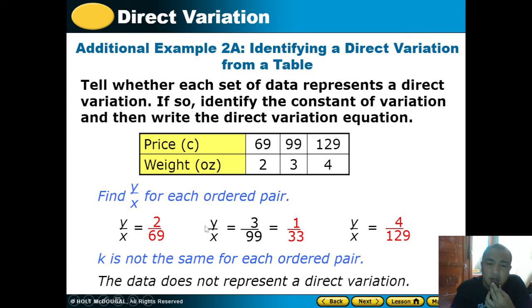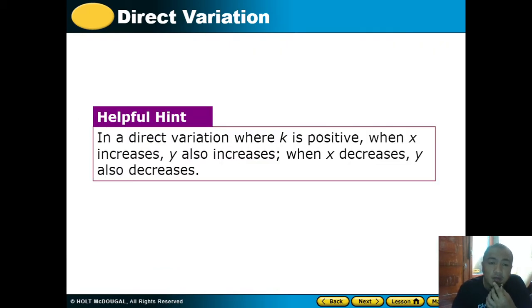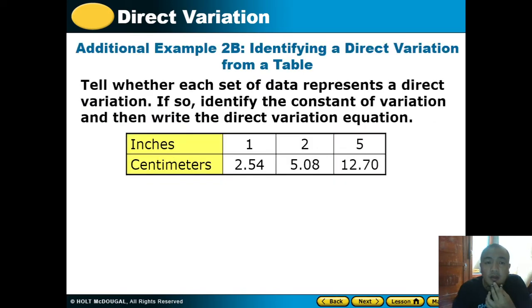Okay, hindi sila pare-pareho. Yung constant, this means that the constant is not the same for each ordered pair. So dapat equal to make it a direct variation. In a direct variation where k is positive, when x increases, y also increases. When x decreases, y also decreases. When x increases in the table, y also increases in the table. That means it is a direct variation.